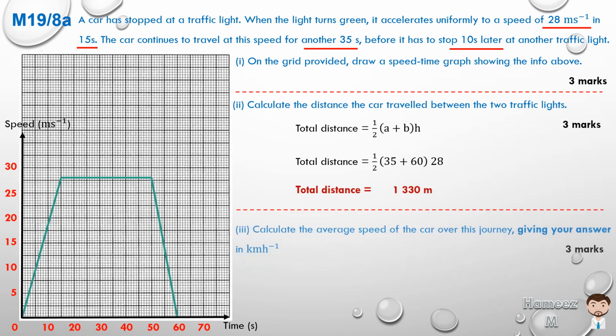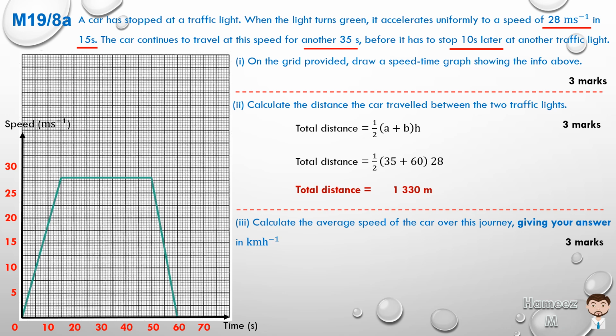Part 3. Calculate the average speed of the car over this journey, giving your answer in kilometers per hour. So average speed is equal to total distance over total time, and we want it in kilometers per hour, so it will be 1.33 kilometers over total time taken, which was 60 seconds, which is 1 minute, and we want it in hours, so it will be 1 over 60. So the average speed is 79.8 kilometers per hour.